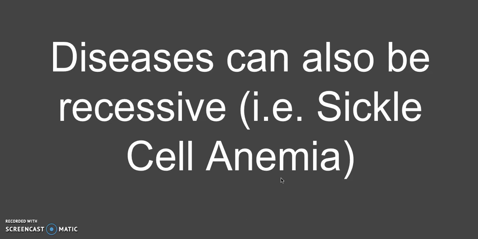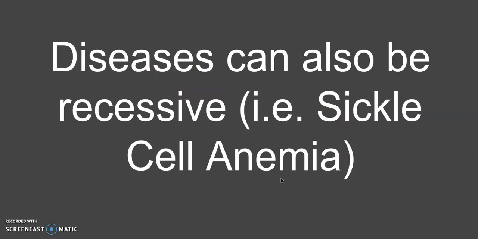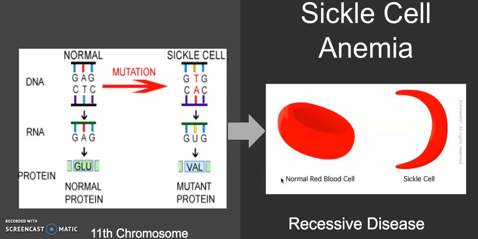Diseases can also be recessive, so that means that you need two alleles in order to have the disease. And so since it's a recessive allele, we're going to denote the diseased allele with a little n. And so sickle cell, which you guys are probably familiar with, occurs on the 11th chromosome. It's a single point mutation.